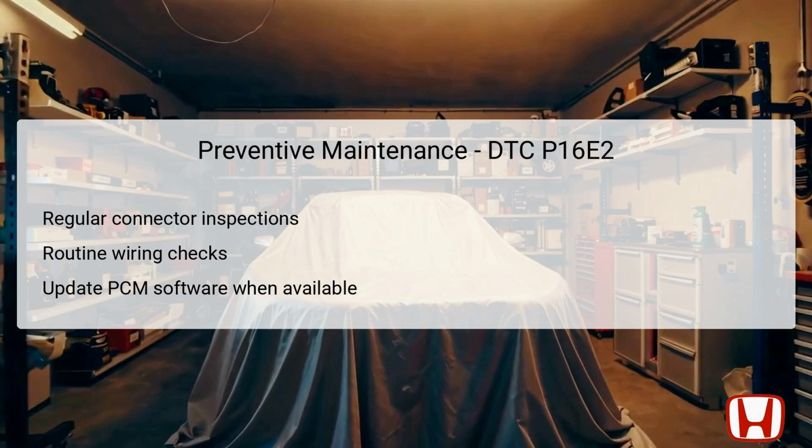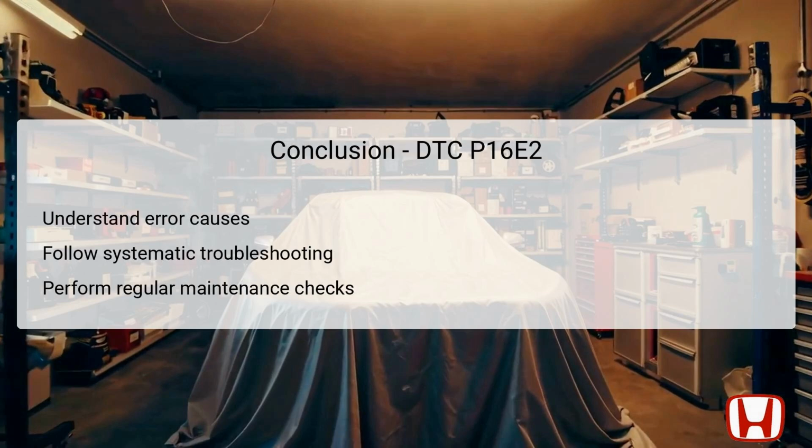Additionally, remaining informed about updates to dealer-recommended PCM software is essential. Software updates can fix known issues or improve communication in the LIN network, thus mitigating errors before they manifest significantly in vehicle performance. In conclusion, addressing DTC P16E2 requires a thorough understanding of the symptoms, possible causes, and a systematic approach to troubleshooting.